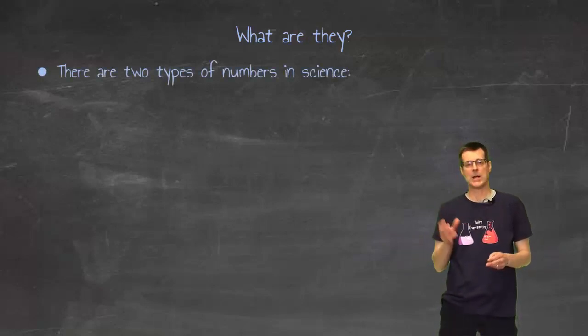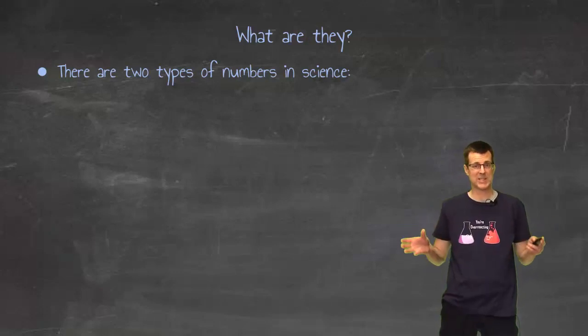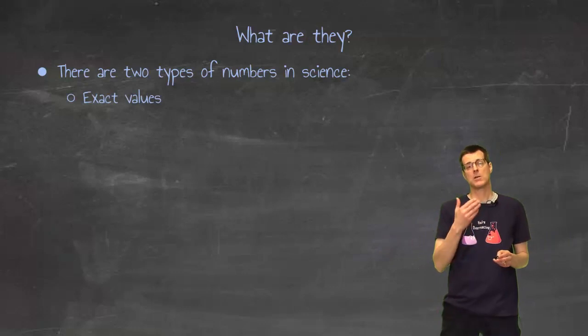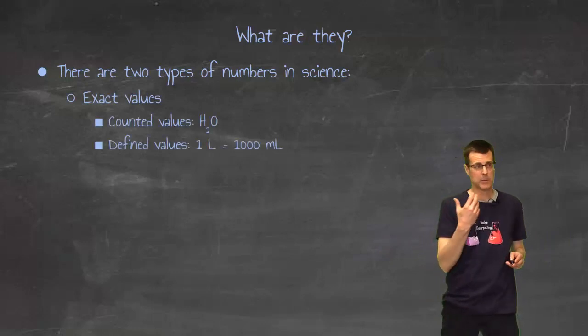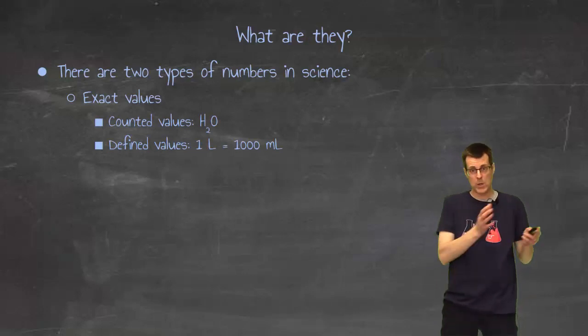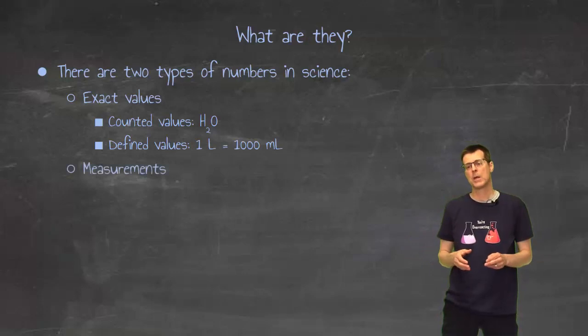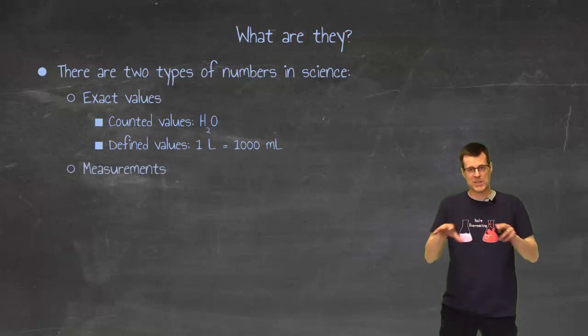Significant digits come down to the idea that there's two different kinds of numbers in science. I know that numbers are numbers, but no, they're not. Certain numbers are exact values, and if I'm counting things, if I have numbers that are defined, so 1 liter is 1,000 milliliters, those are defined units. Those numbers, they're exact values.